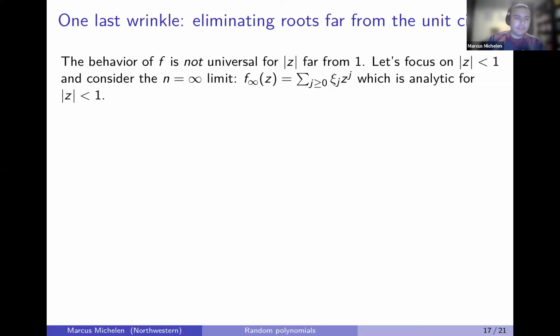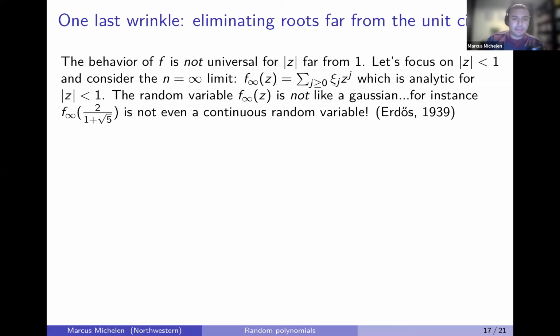So I want to note something that's not necessarily immediate if you've never thought about it. But this is not like a Gaussian. And in particular, this is not a continuous random variable. We have some local experts on this problem on the Zoom chat as well. But a theorem of Erdos states that, in fact, you don't even have a continuous random variable if I plug in 1 over the golden ratio. So you can't use Gaussian comparison here because it's not going to be close to a Gaussian.